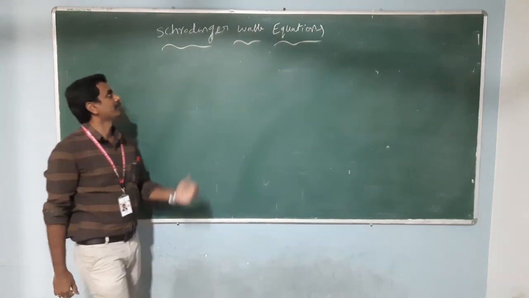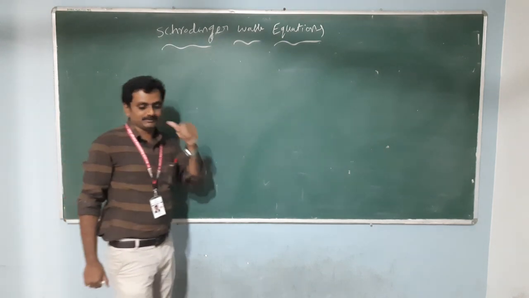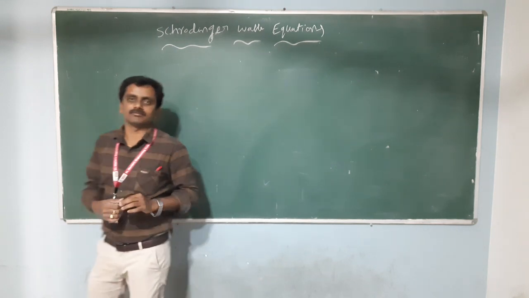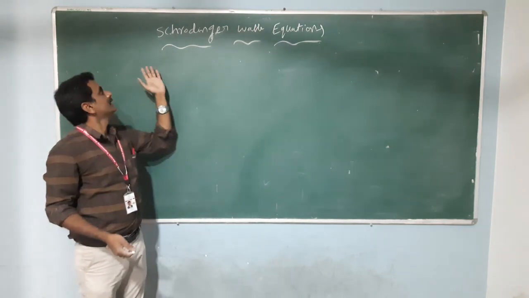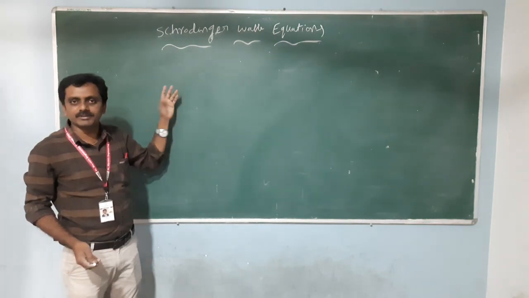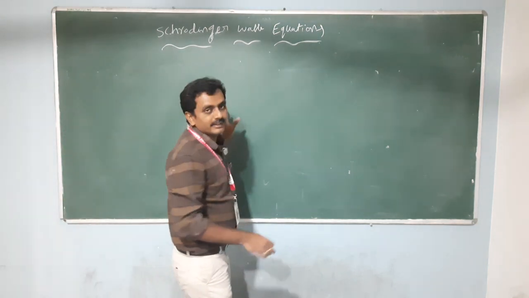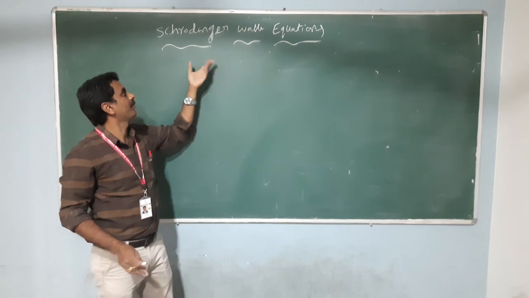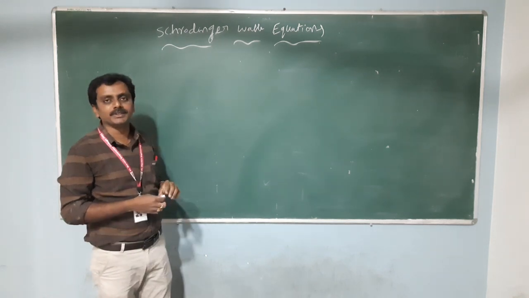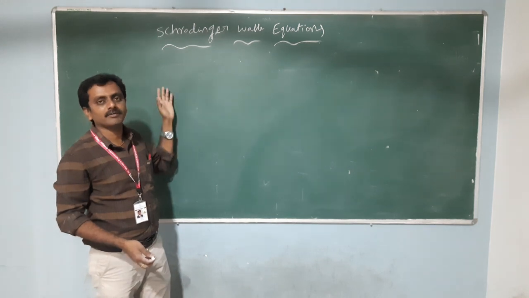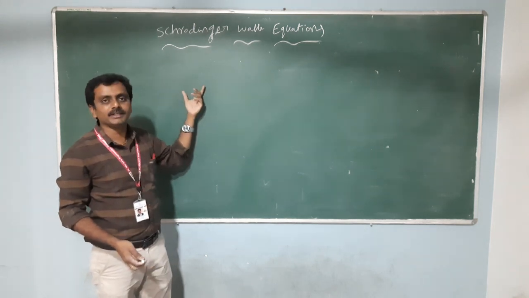Today I will discuss the Schrodinger wave equation. For explaining the particle motion, Schrodinger proposed one equation, that is the Schrodinger wave equation. Here there are two equations for explaining the particle behavior. One is the Schrodinger time dependent equation, another one is the Schrodinger time independent equation.